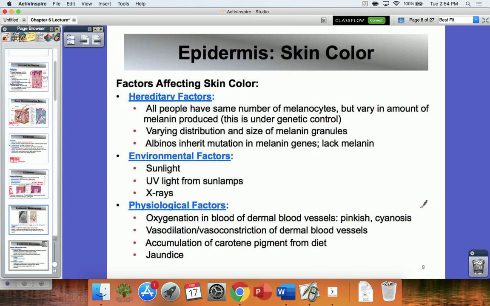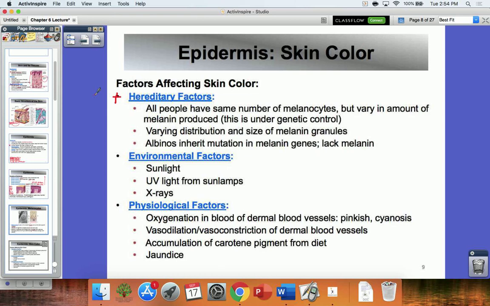So when we talk about skin color in a little bit more detail, we have a couple of different things that are responsible for affecting skin color. Of course, the very first one is our genes, heredity, right? So whatever your parents look like, that's going to influence the way that you look. Their skin tone affects your skin tone. Again, we all have melanocytes, but the genetics is what controls the amount of melanin that is produced.